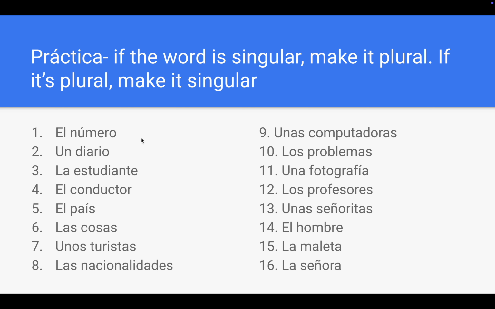You can pause it here. I want you to go through, do all of these ones. And then when you unpause it, I'll give you the answers.